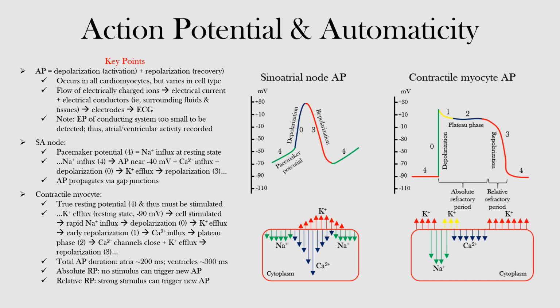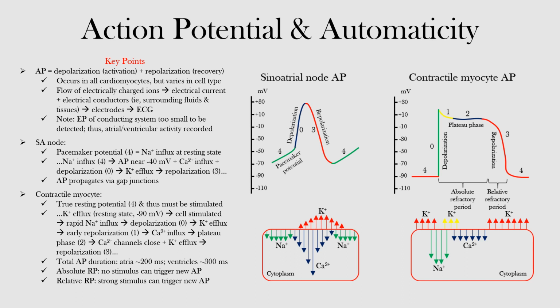It's important to note that the electrical potentials of the conduction system are too small to be detected by surface electrodes, and therefore the EKG records the electrical activity of the atria and ventricles. So let's take a moment to look at the automaticity of pacemaker cells. We're going to start with the sinus node.